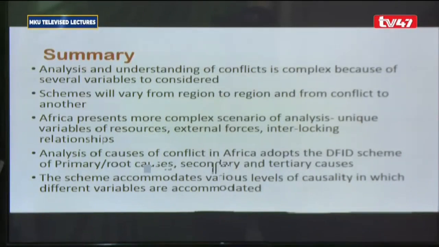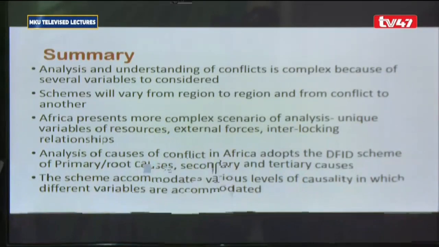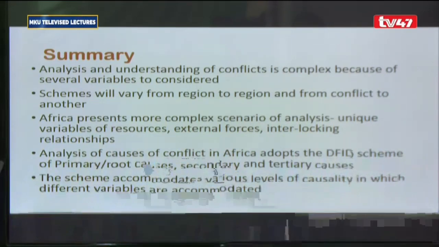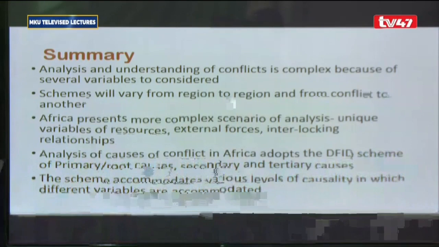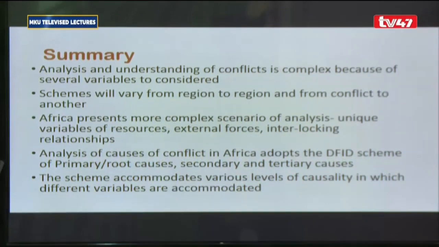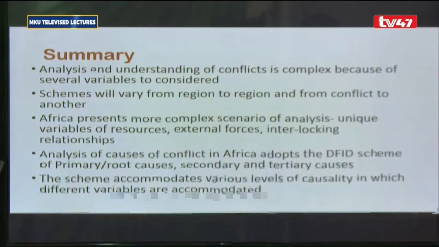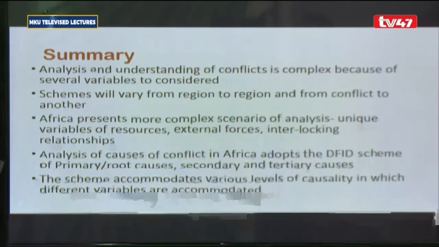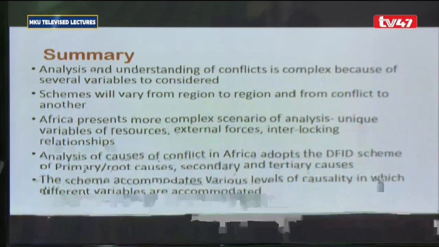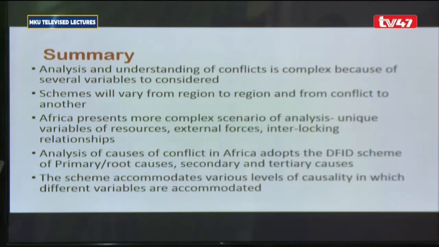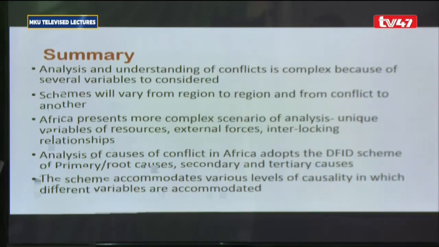So in today's class, we were able to analyze and understand conflicts that are complex because of the several factors involved, and schemes of classification vary from region to region. Africa has its own unique conditions and circumstances that require unique classification schemes, and an analysis of conflicts in Africa is better done on the basis of understanding the primary root causes and the secondary and tertiary causes, because this scheme accommodates various levels of causes of conflicts.